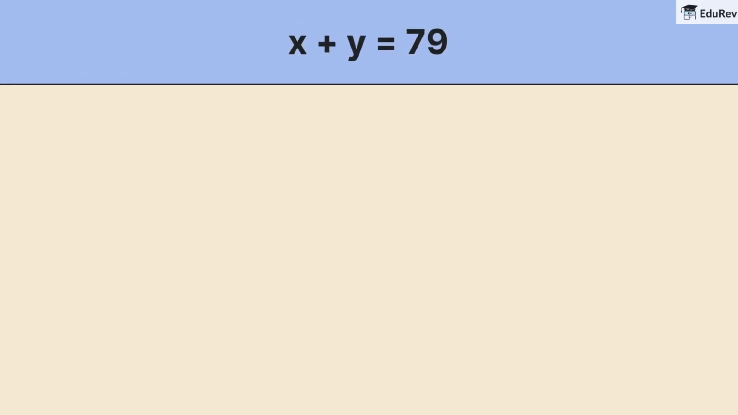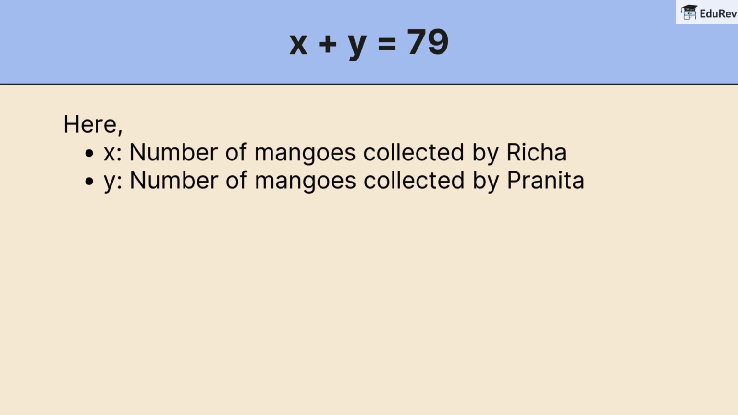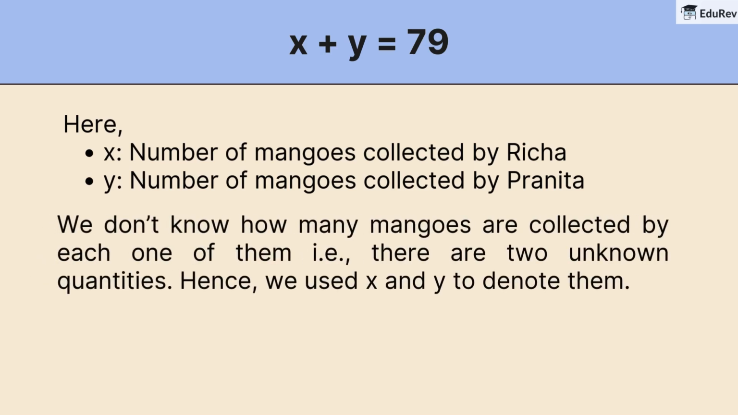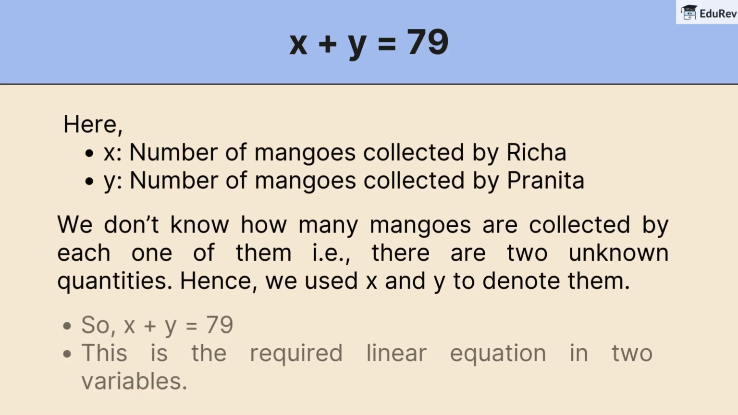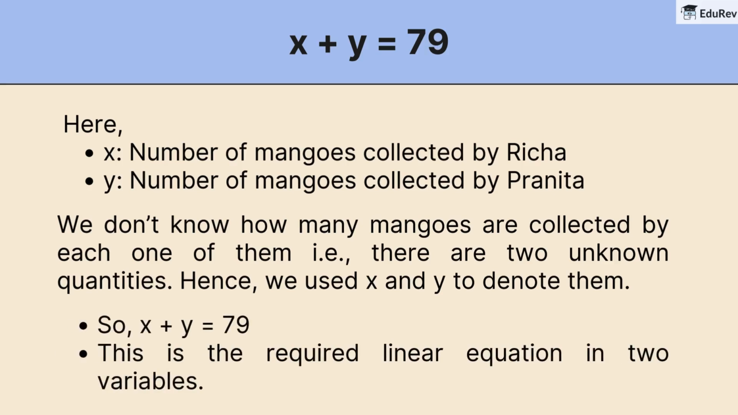In the equation x plus y is equal to 79, here x represents the number of mangoes collected by Richa and y represents the number of mangoes collected by Pranita. Since we don't know how many mangoes each of them collected, we denote them with x and y. Thus, x plus y is equal to 79 is the required linear equation in two variables.